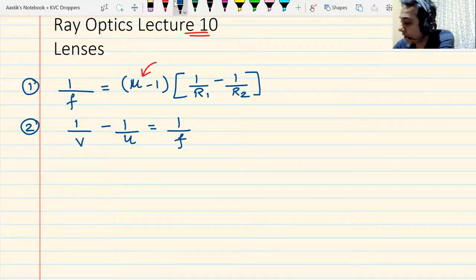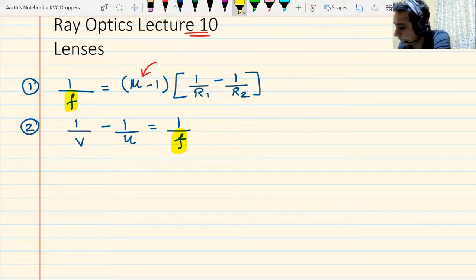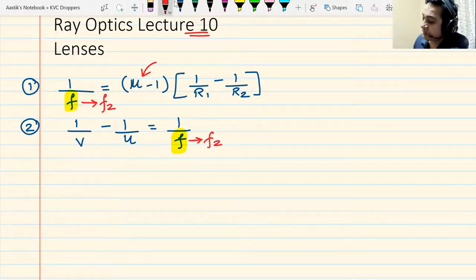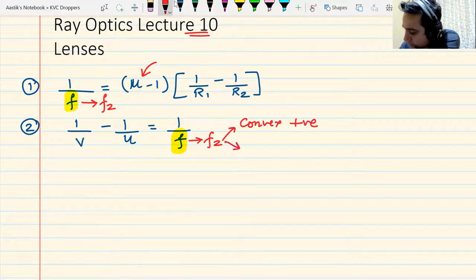In all these formulae, when we are using F, which focal length are we talking about? Second focal length. Well done. We are talking about the second focal length, which is nothing but F2. I've also told you the sign convention for the second focal length. For a convex lens, the second focal length is positive or negative? Positive. For a convex lens, it is positive. Well done. For a concave lens, it is negative.